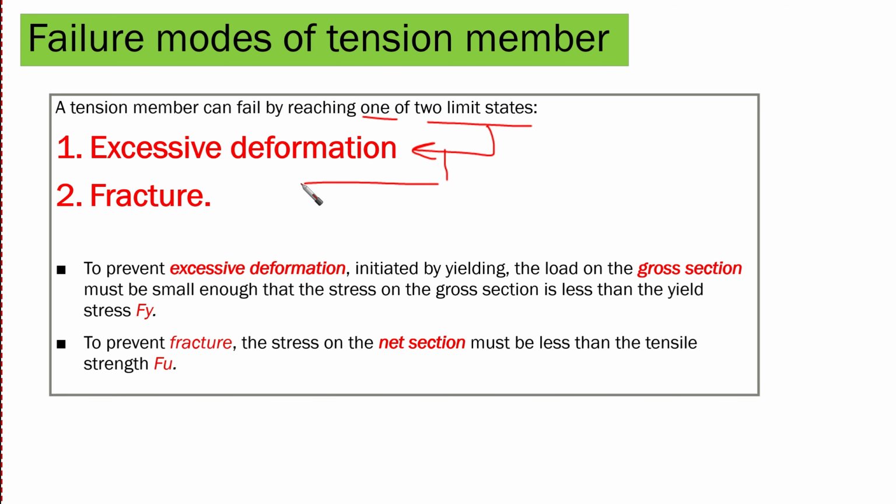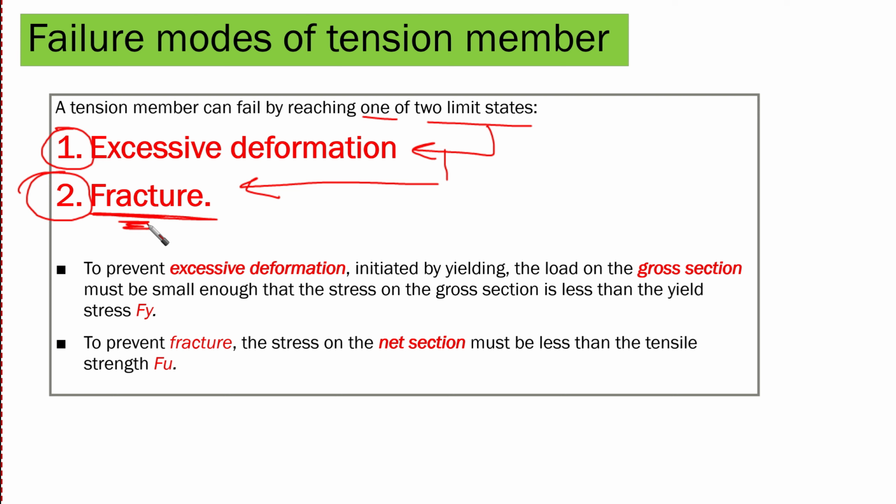And the second limit state is fracture. Take care of the wording here because it's really relevant and important to understand. Remember that in the first limit state, I didn't say yielding of the material. I said excessive deformation. And in the second limit state, I obviously said fracture only. I didn't say anything else.